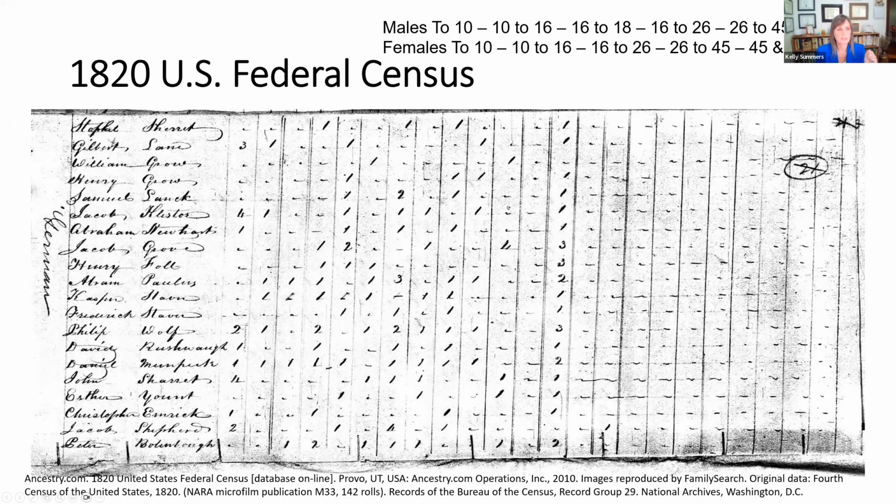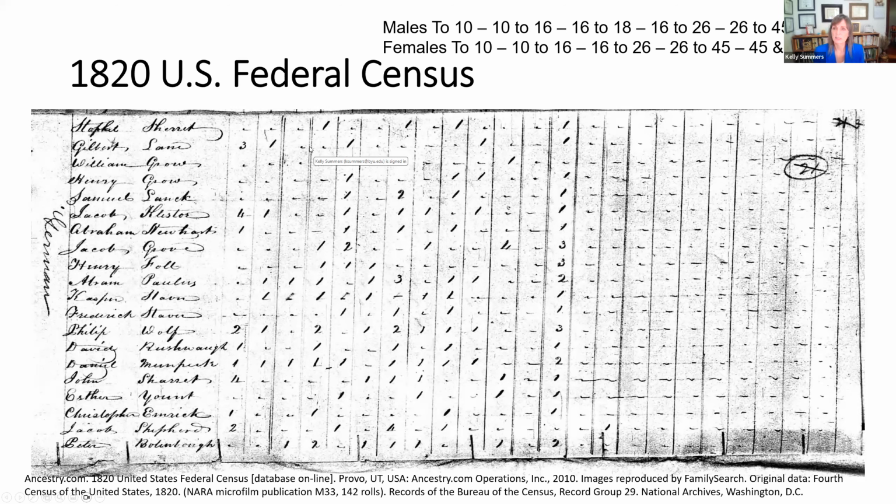Okay, so let's look at Gilbert Lane right here. He has 3. This would represent 3 males to the age of 10. Then we have 1, and that would be a male 10 to 16. And then we have these 2 little dots, kind of backwards commas. This is how the census enumerator is just indicating that it's blank. He's trying to keep that row straight, and so he's just indicating there's not a number there. And not in the next one.